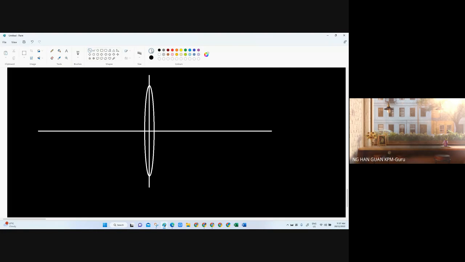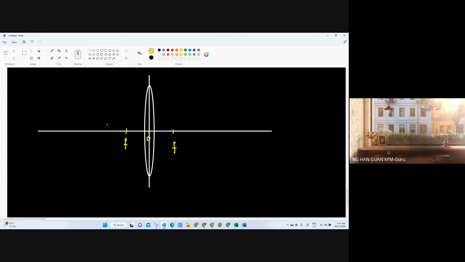Convex lens. First you need to fix your focus point, on the left and right hand side here. So use your ruler. Make sure the focal length is the same from the optical center. This is the optical center.